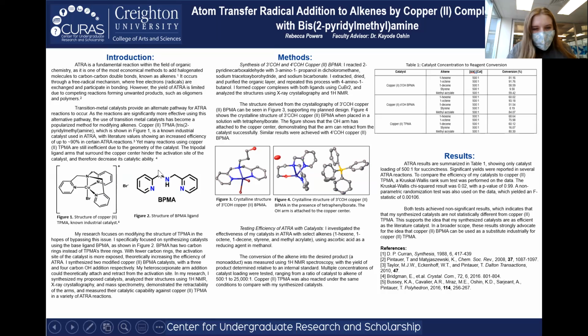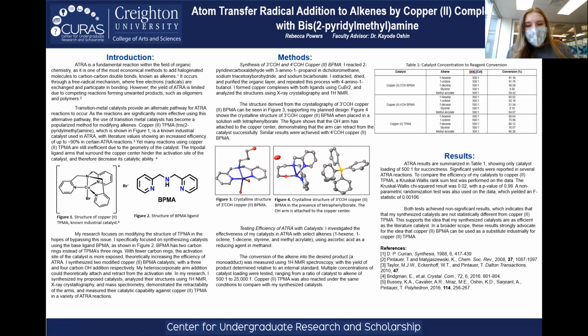But if you notice here on figure 2, BPMA only has 2 carbon rings. So by taking out one of those carbon rings, the active site of the catalyst, which would be a copper center right in the middle of BPMA, it doesn't show it in this image, but we would add a copper center to the center. Hopefully that active site would be more exposed, and therefore our reactions would be a lot more efficient. And so for the last couple of years, I've been working with Dr. Oshin to modify BPMA in various ways in order to make it as effective as TPMA.